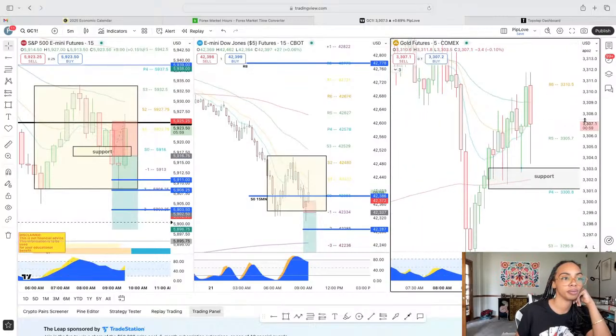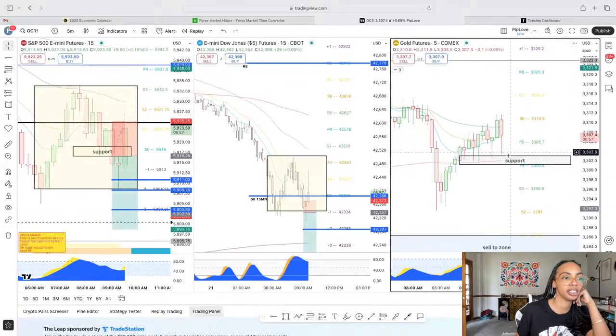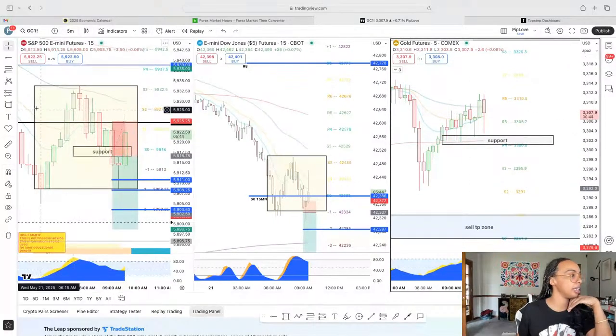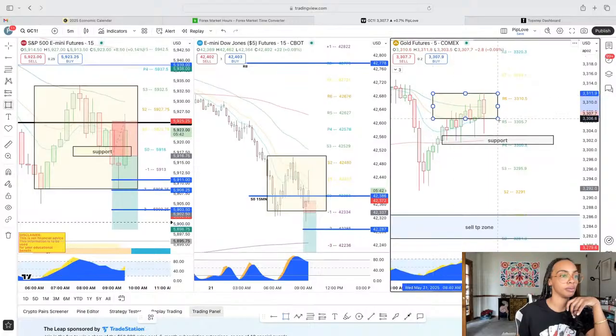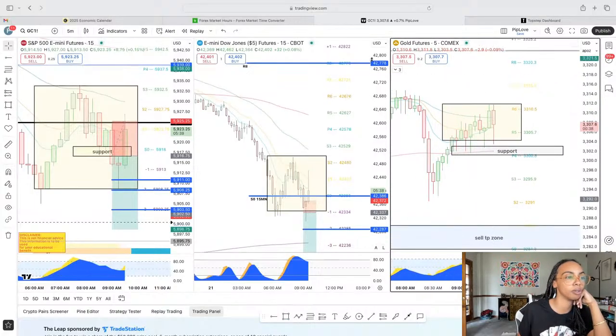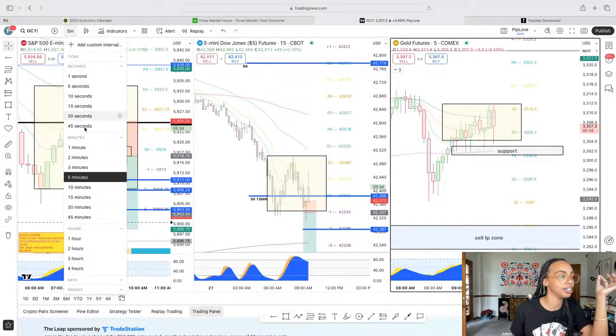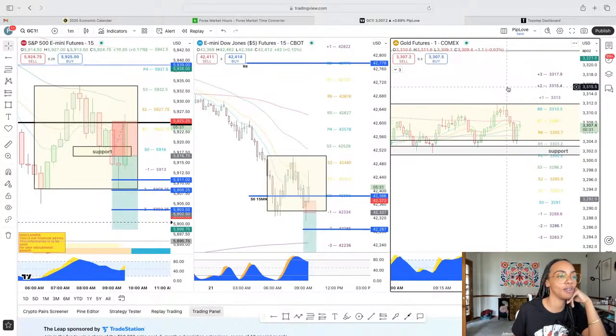So what does this tell us? We're going to continue to look for these buys if it breaks above here. But if it breaks below this level, then we're looking for sells down to this zone. So it's just a waiting game at this point. We practice what we would be looking for and doing once we got that confirmation.